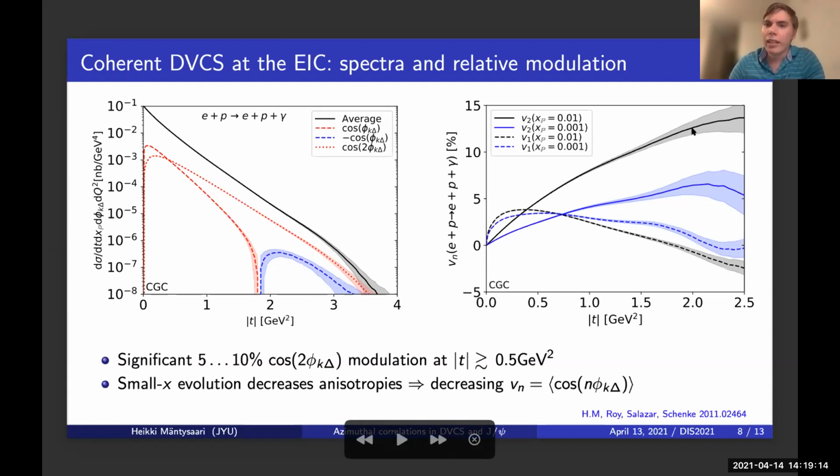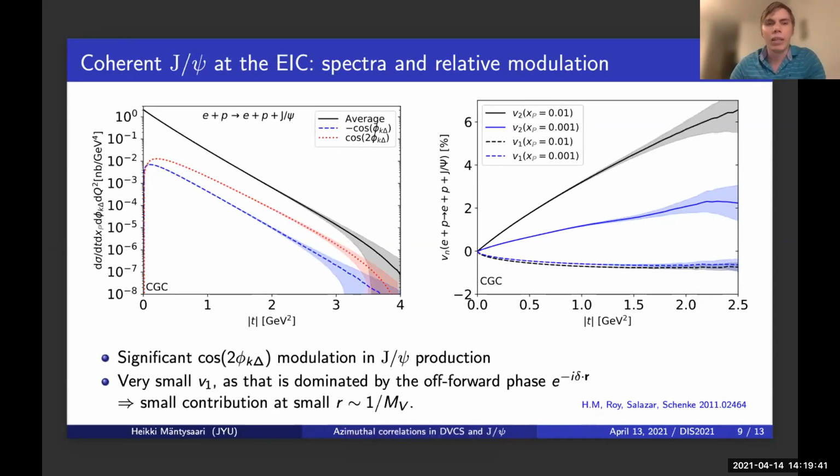So the black line here is v2 at the initial Bjorken x of 0.01, where we initialize. And we find that we have like 5 to 10% v2, so quite significant modulation. And then when I go to smaller x, the JIMWLK evolution reduces this by a factor of 2 or so. And all this is in the EIC kinematics.